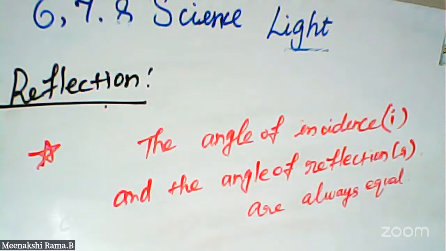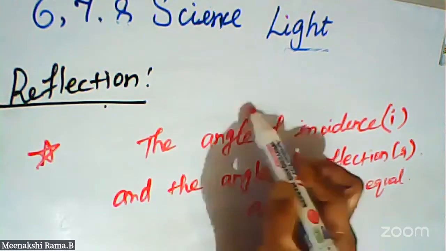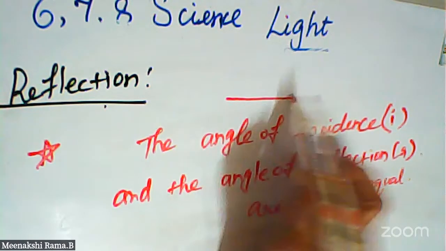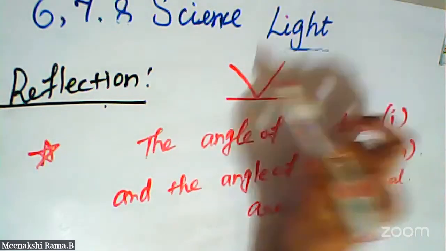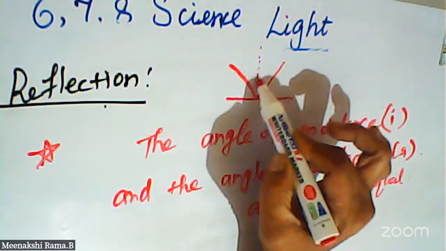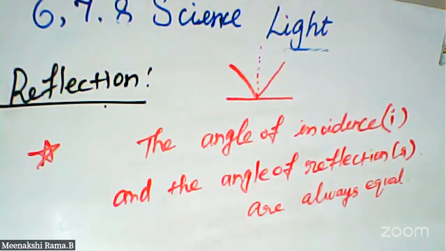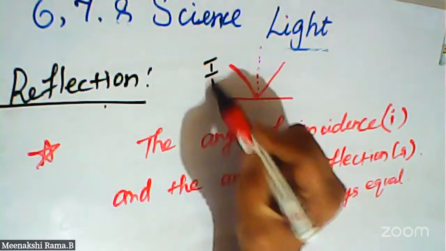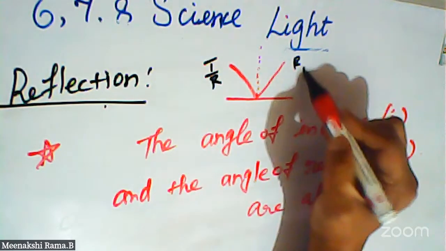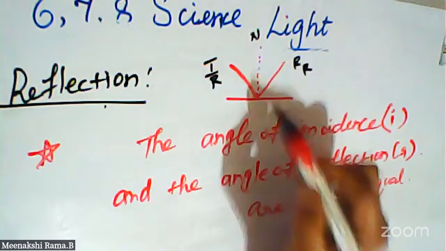The first point: the incident ray, reflected ray, and normal at the point of incidence all lie in the same plane only. Just going to draw once again here. This is the incident ray. This is the reflected ray. I am going to draw one line. This is called the normal. So this is called the incident ray, this is the reflected ray, this is the normal.